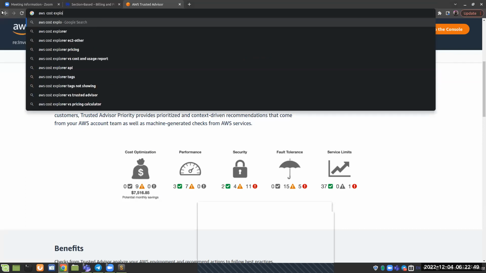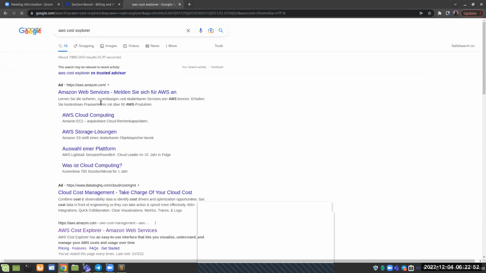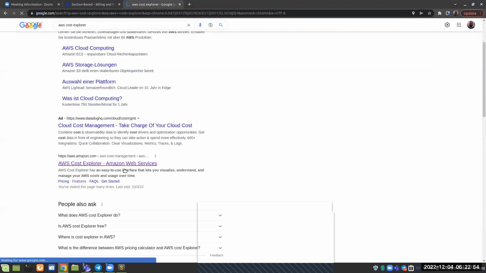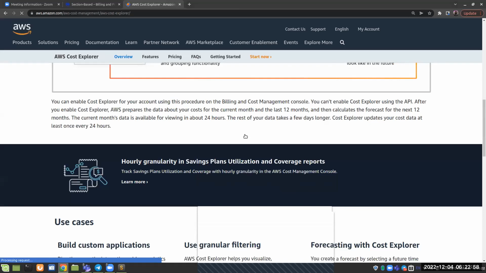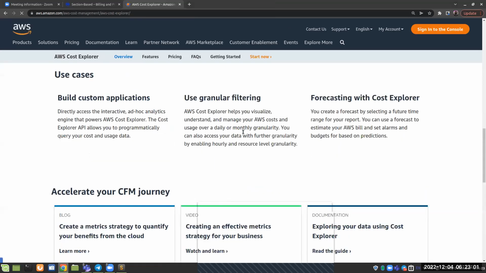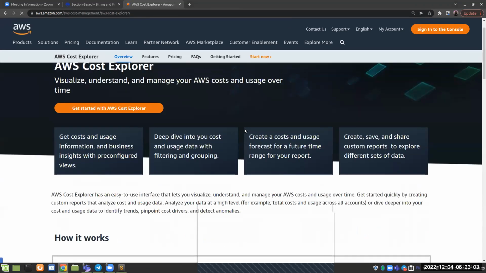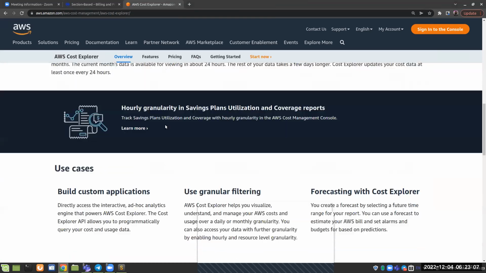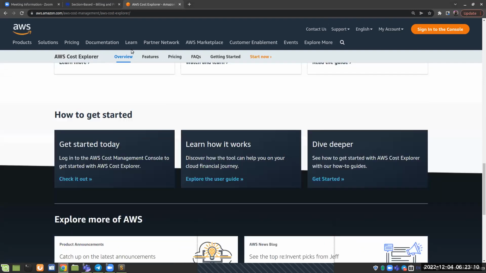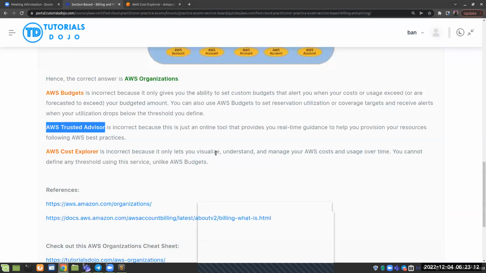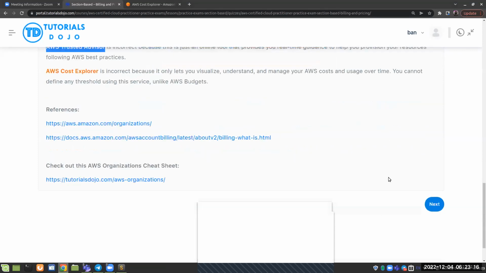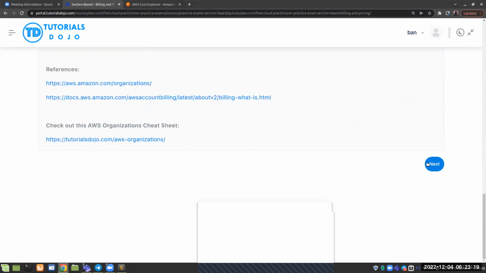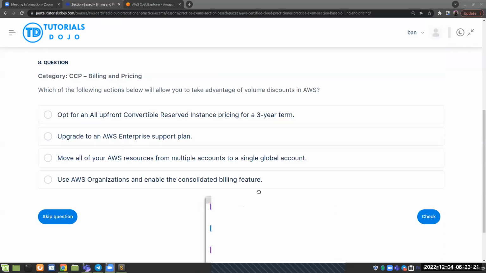So when you look at Cost Explorer, you will see something like this, a diagram. I don't have my account open, but it's always just showing how. The key thing to remember is it helps you visualize, understand, and manage your cost and usage over time. Okay. Good. Let's move to the next question.